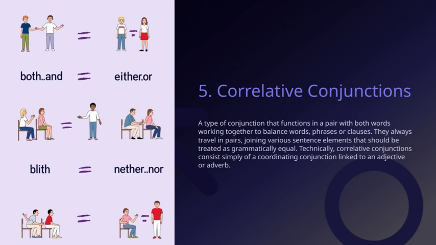For example, you'll often see them joining elements that are grammatically equal, like two nouns, two adjectives, or two clauses. The key point here is that they always travel together. They're inseparable. Technically speaking, correlative conjunctions are made up of a coordinating conjunction, like "both," linked to an adjective or adverb. So, when you're using them, remember that they help establish a parallel structure and emphasize the relationship between the connected elements.